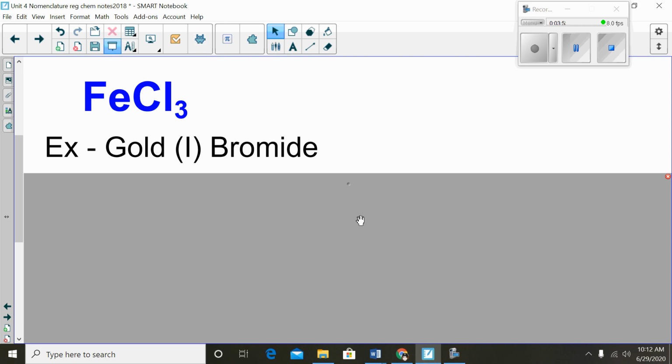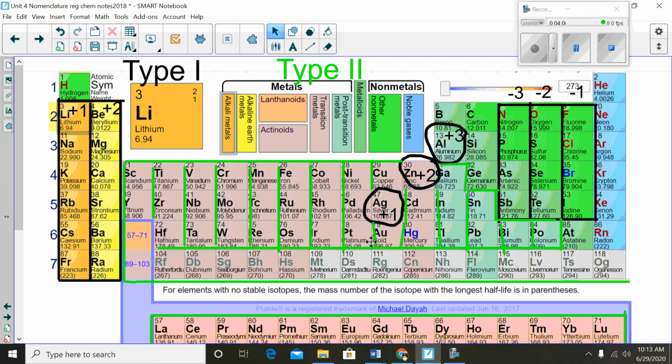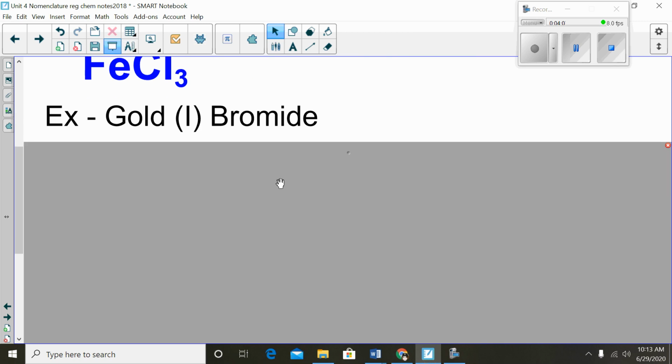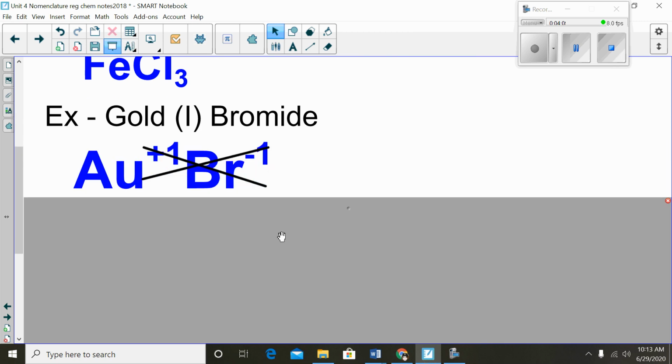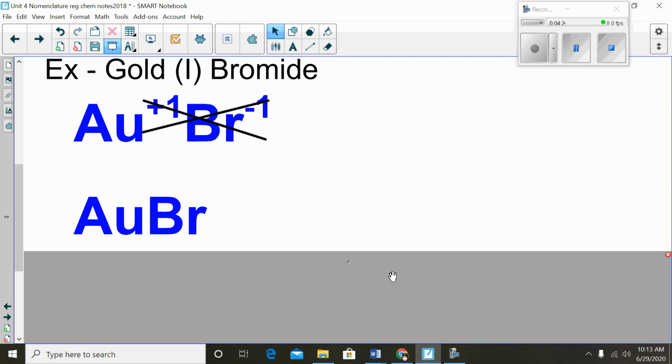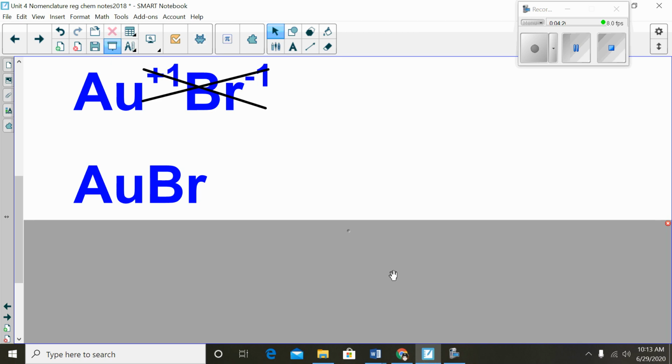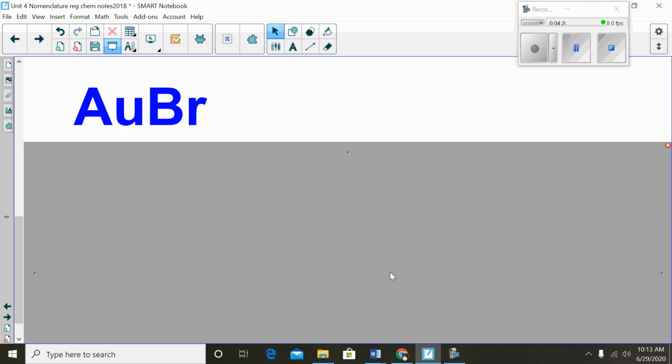Gold 1 bromide. So again, 1 is that Roman numeral. Gold is actually down here. The symbol is Au, and bromide is coming from bromine, which has a -1 charge. So the symbols are Au +1 and Br -1. So gold can lose an electron, bromine can gain an electron. So this is a 1-to-1 ratio, it's a 1-to-1 exchange. So the formula is AuBr. You don't write the plus or minus, you don't write the ones.